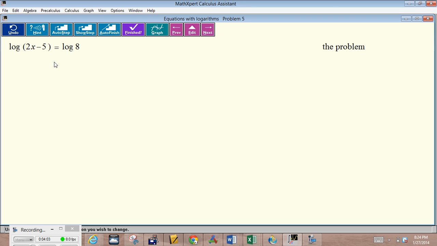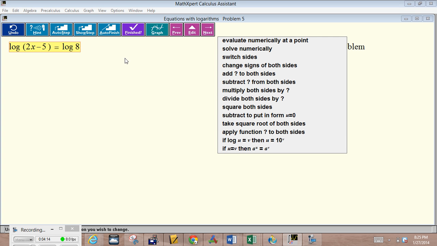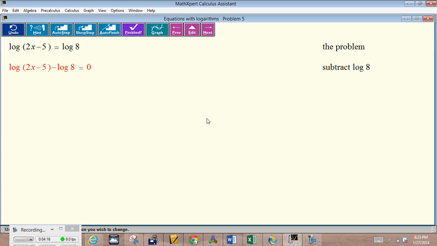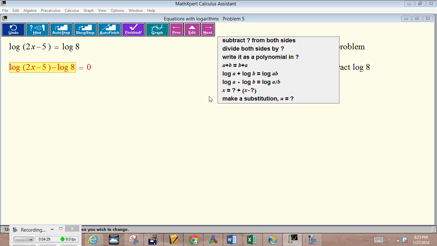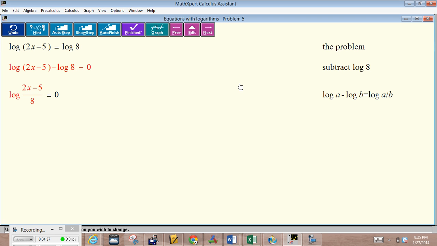All right, here's another problem. Now, here's a problem that involves 2 logs. One thing we know is if we pull everything to one side, we should realize that this is the difference of the logs. And we have a rule that says the difference of the logs is the log of the quotient. Here it is over here: log A minus log B equals log A over B. So I'm going to take advantage of that rule.